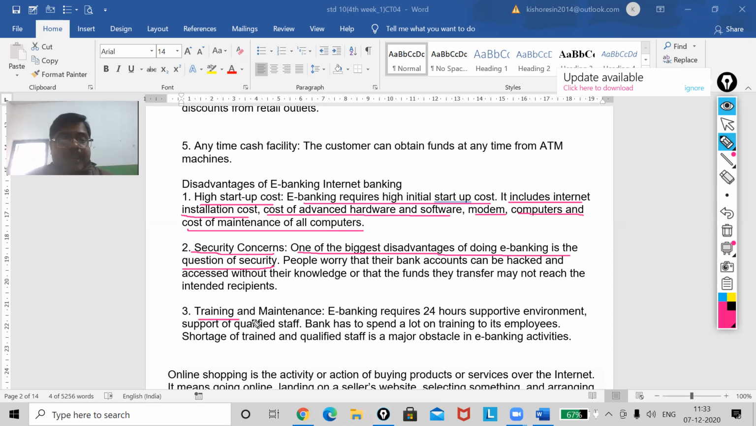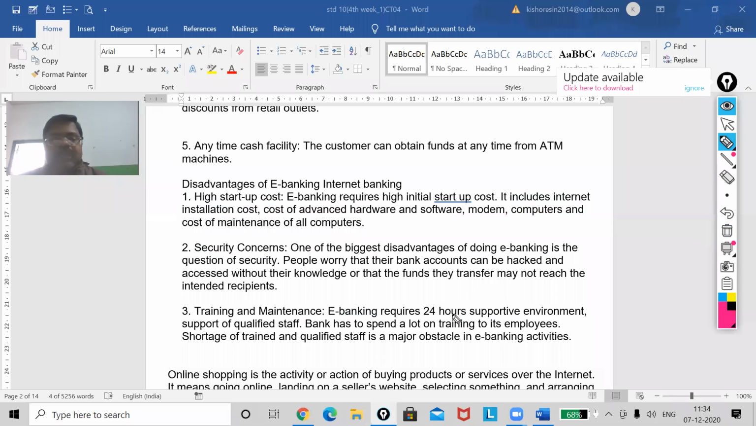Now, training and maintenance. E-banking requires 24-hour execution. That means you can avail the services at any time. And in case you think that someone has misused your account, you can report it. Understood? You have the toll-free number, you can report, and you can block the service, so that the person cannot try one more time to make an illegal fund transfer.